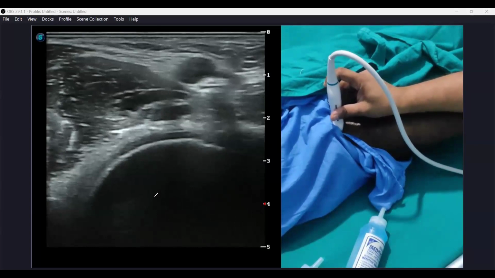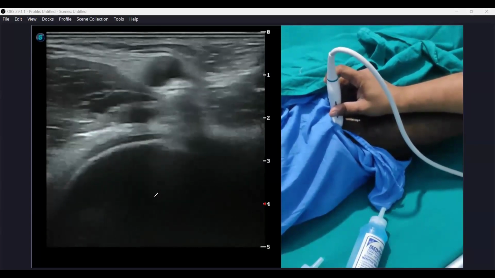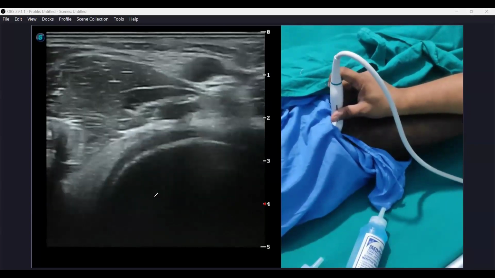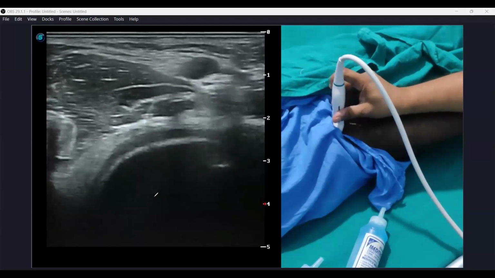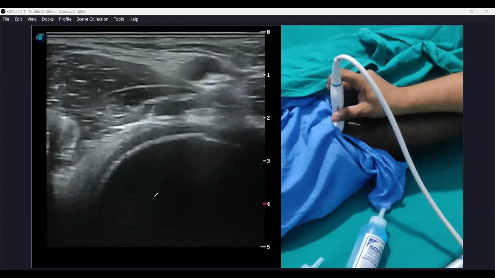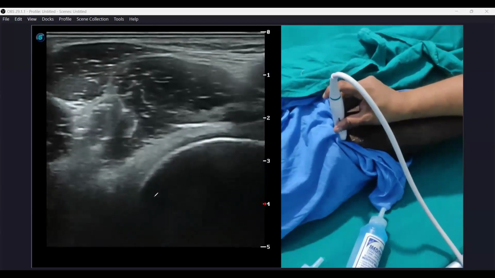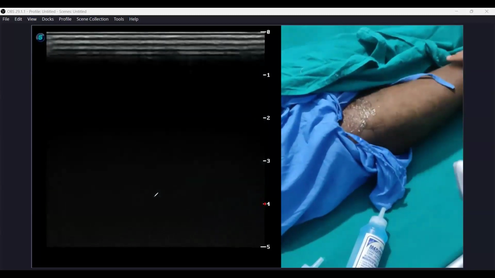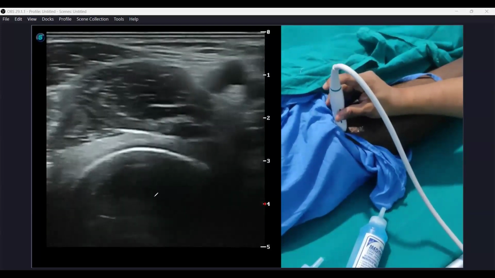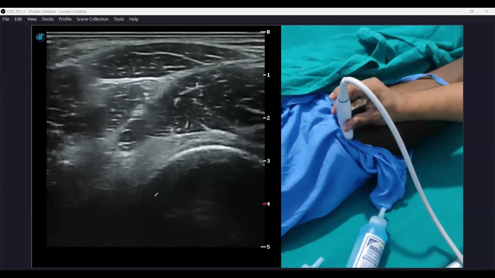Okay, now it is much clear. Okay, so medially we have the bony part, and now I am just toggling to see the more white portion of the tendon. Okay, so let's move from that area. Let us move towards the lateral part so that we can see the other muscles.